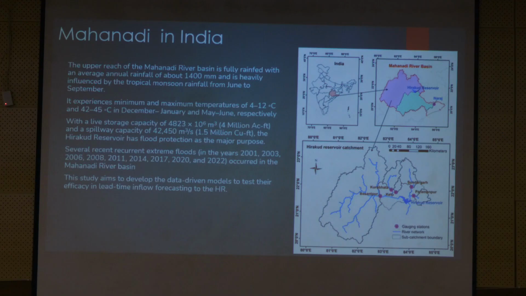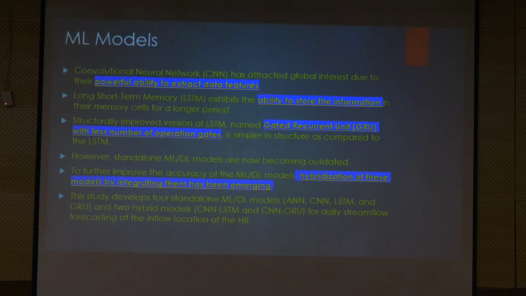In the past, of course, if you see the extreme events even in the last 10 years, 20 years: 2001, 3, 6, 8, 11, 14, 17, 20, 22. So, almost every other year you are seeing floods, right. So, it's a problematic situation right now.